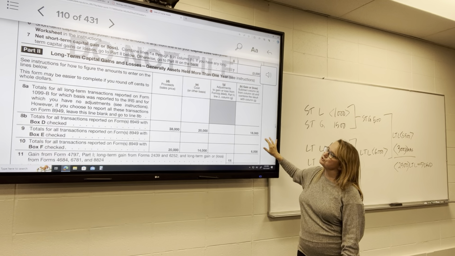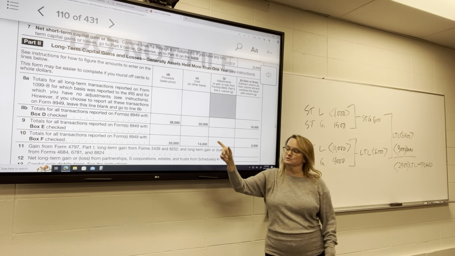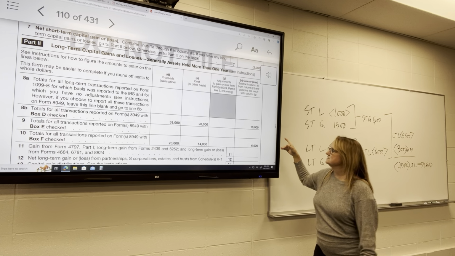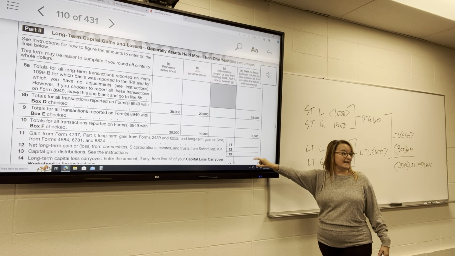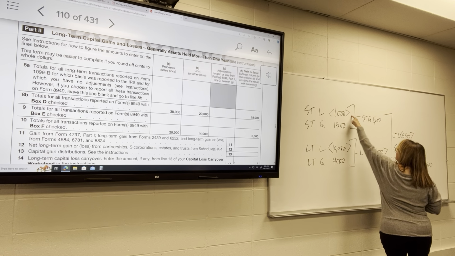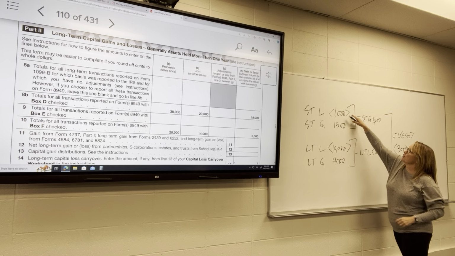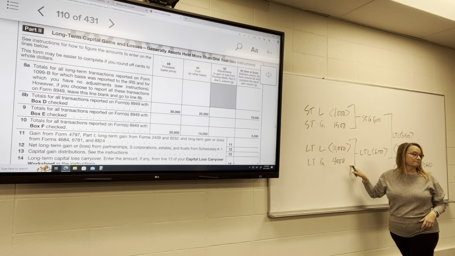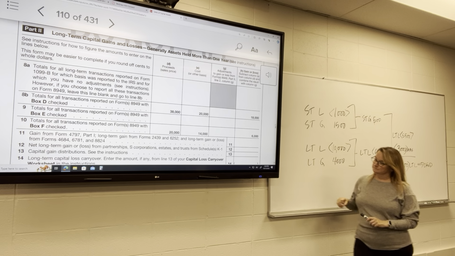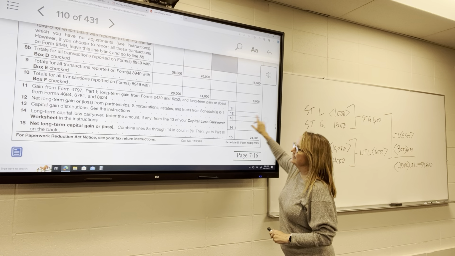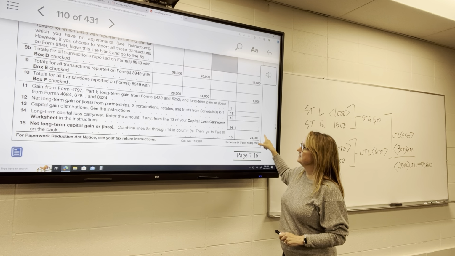Then go down here to Part 2, long term. Again, box D, box E, box F, all of that is long term, and it's all going to get netted here. So that very first step that we did, this is Part 1 of the Schedule D, and this is Part 2 of the Schedule D. Okay? Again, long-term capital loss carryover.